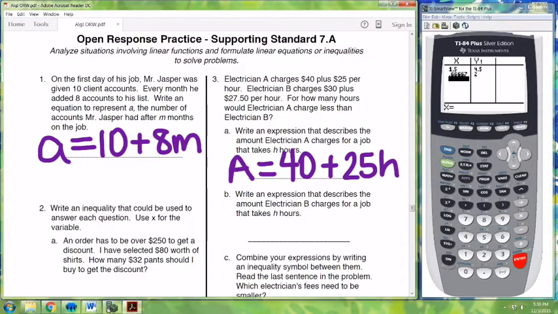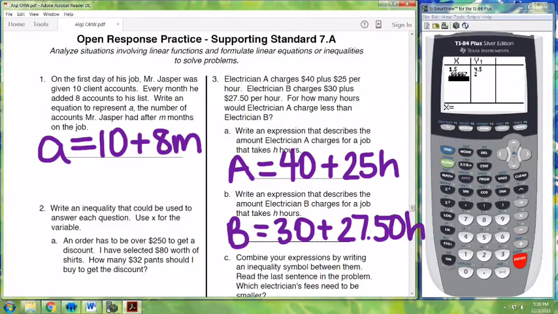Okay, so B is the same thing. Electrician B, it says charges $30 plus $27.50 per hour. Okay, so I'm going to scroll up here so that I can read the rest of question C.